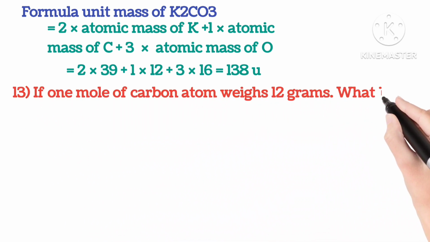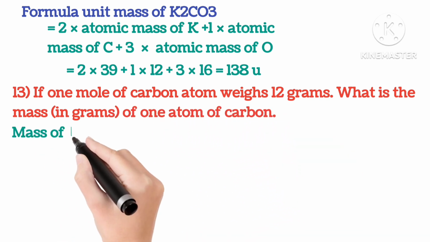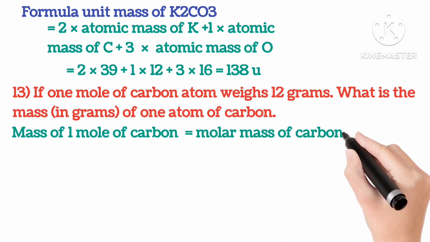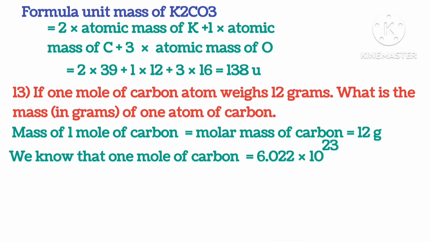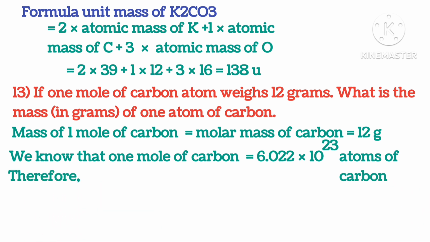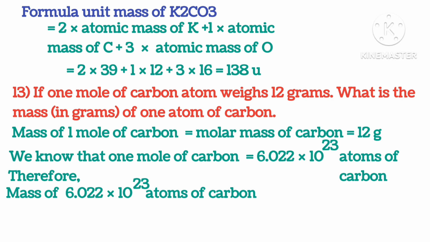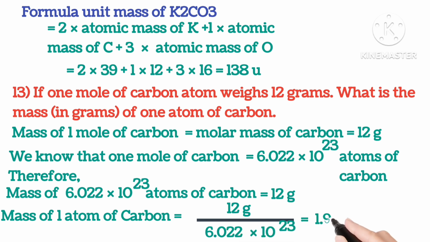If 1 mole of carbon atom weighs 12 grams, what is the mass in grams of 1 atom of carbon? Mass of 1 mole of carbon is equal to the molar mass of carbon, which is 12 grams, as given here. We know that 1 mole of carbon is 6.022 into 10 to the power 23 atoms of carbon. Therefore, mass of 6.022 into 10 to the power 23 atoms of carbon is 12 grams. So mass of 1 atom of carbon will be 12 grams upon 6.022 into 10 to the power 23, which will be equal to 1.99 into 10 to the power minus 23 grams.